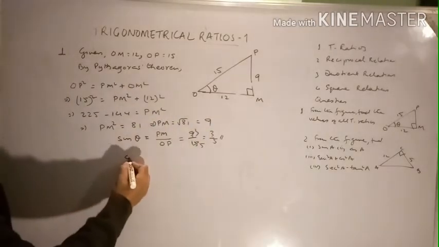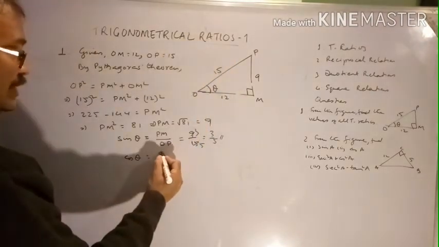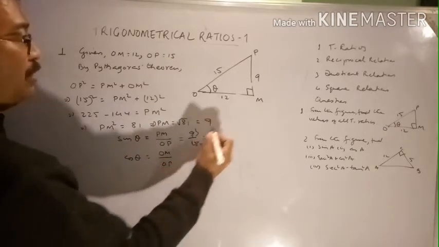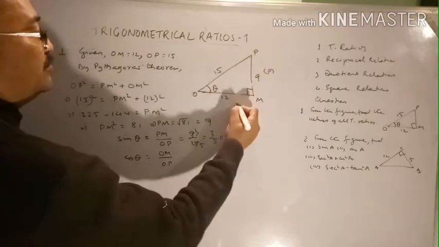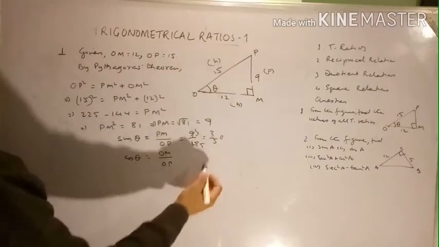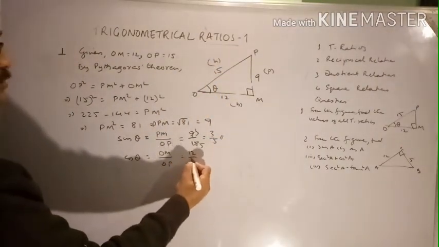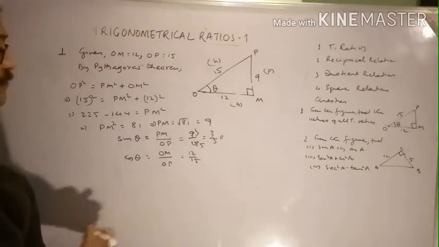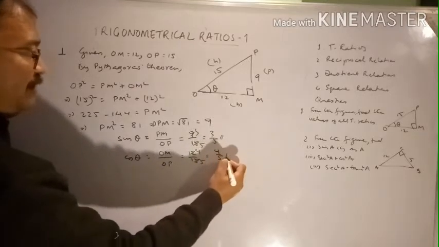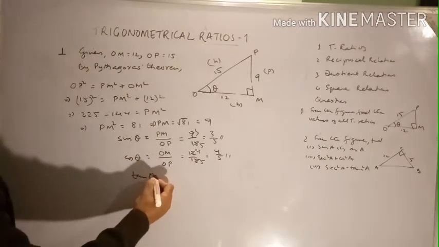So cos theta is B by H. Base is OM and H is OP. Remember, this is the perpendicular, this is the base, and this is the hypotenuse. So OM is equal to 12 and OP equal to 15. If you cancel by 3, you get 4 by 5. This is cos theta.